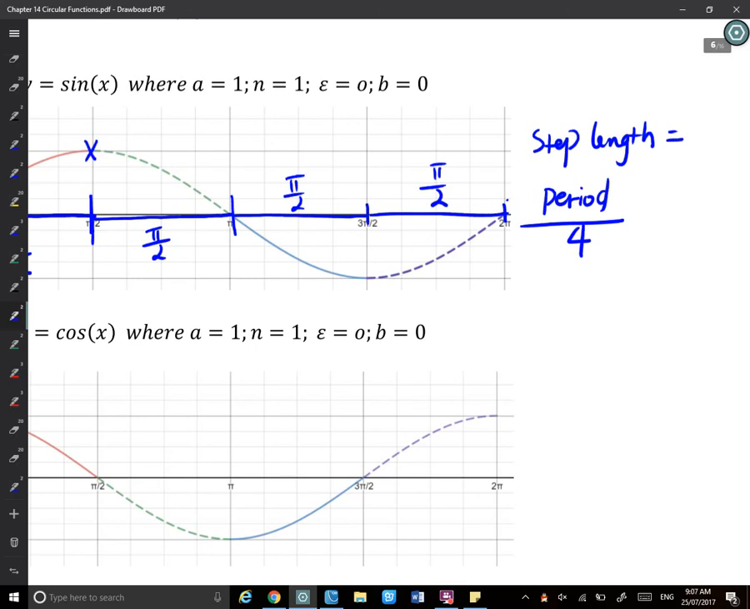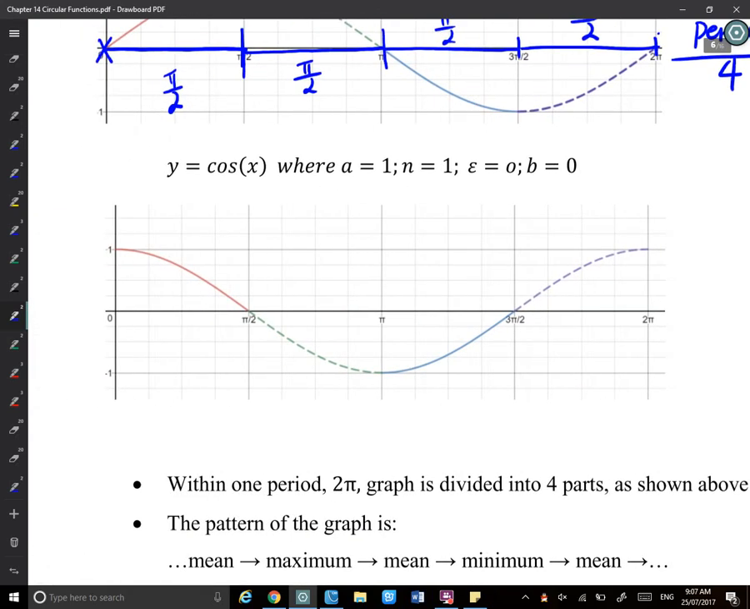In each case, your period will be cut into 4 stages. From each stage, it will move from the mean to the max, or max to the mean, or mean to the minimum, or minimum to the mean, keeping that pattern going. So there is a pattern for the graph. It is the same for cosine: cosine starts from the max, then goes to the mean, the minimum, the mean, and back to the max. Just keep going with this pattern as well. For each movement, the horizontal distance is 1 step length, which is the period over 4.